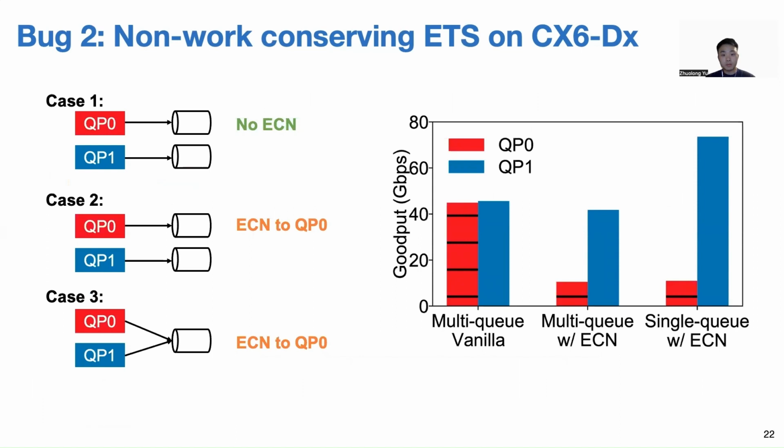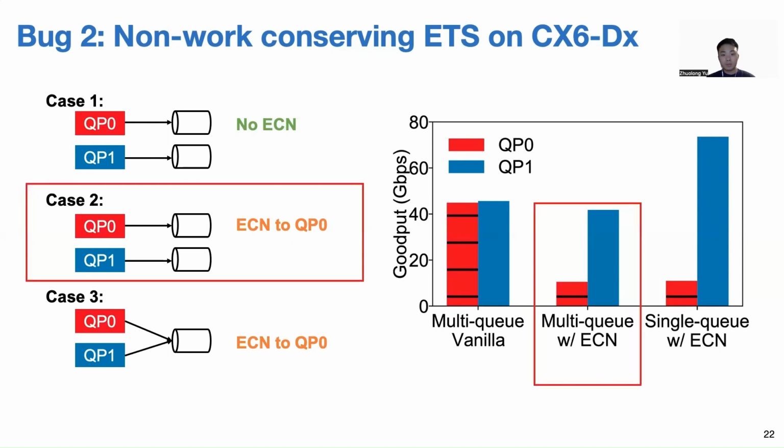Here is our experiment result. In the first case, we map 2 connections to 2 different queues, but we don't inject any ECN. In the second case, we map 2 connections to 2 different queues, and we inject ECN for QP0. In the third case, the 2 connections are mapped to the same queue, and we inject ECN for QP0. As we can see in the second case, when we use 2 queues and the throughput of the first connection is throttled, the other queue cannot use the spare bandwidth, and the total throughput is limited.